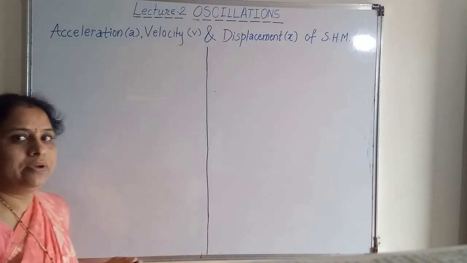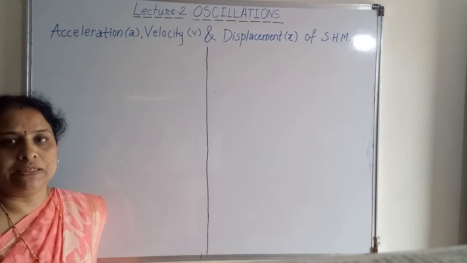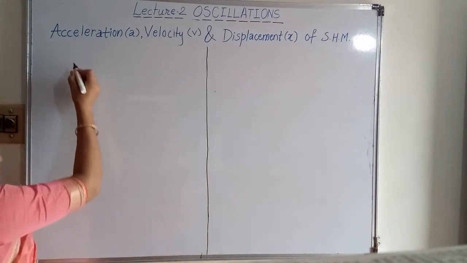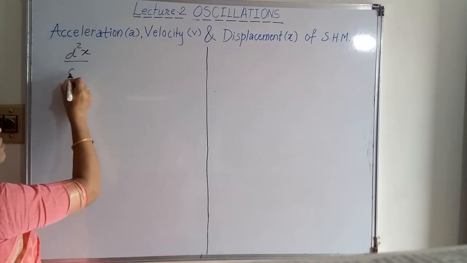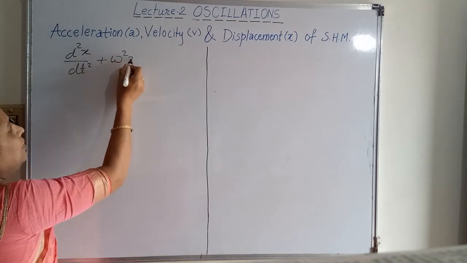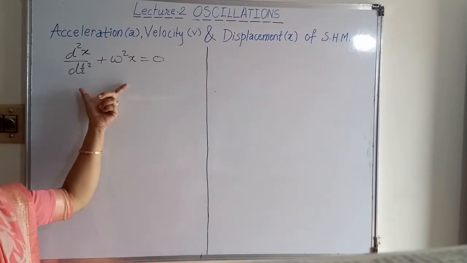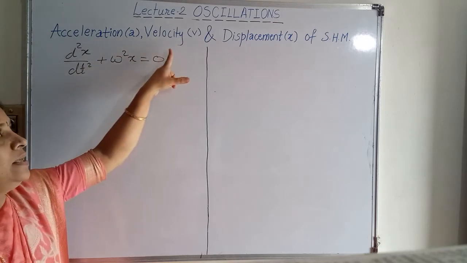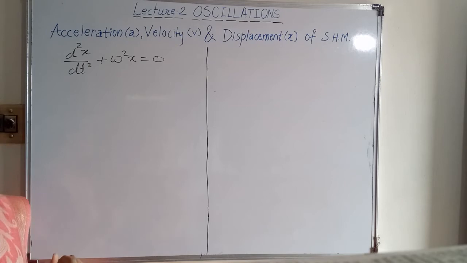So for that, first we recall the differential equation of linear SHM. Can you tell me the differential equation of linear SHM? That is d square x upon dt square plus omega square into x is equal to 0. This is our differential equation of linear SHM. By using this equation, we obtain first the acceleration, then the velocity and then the displacement for a particle performing SHM.